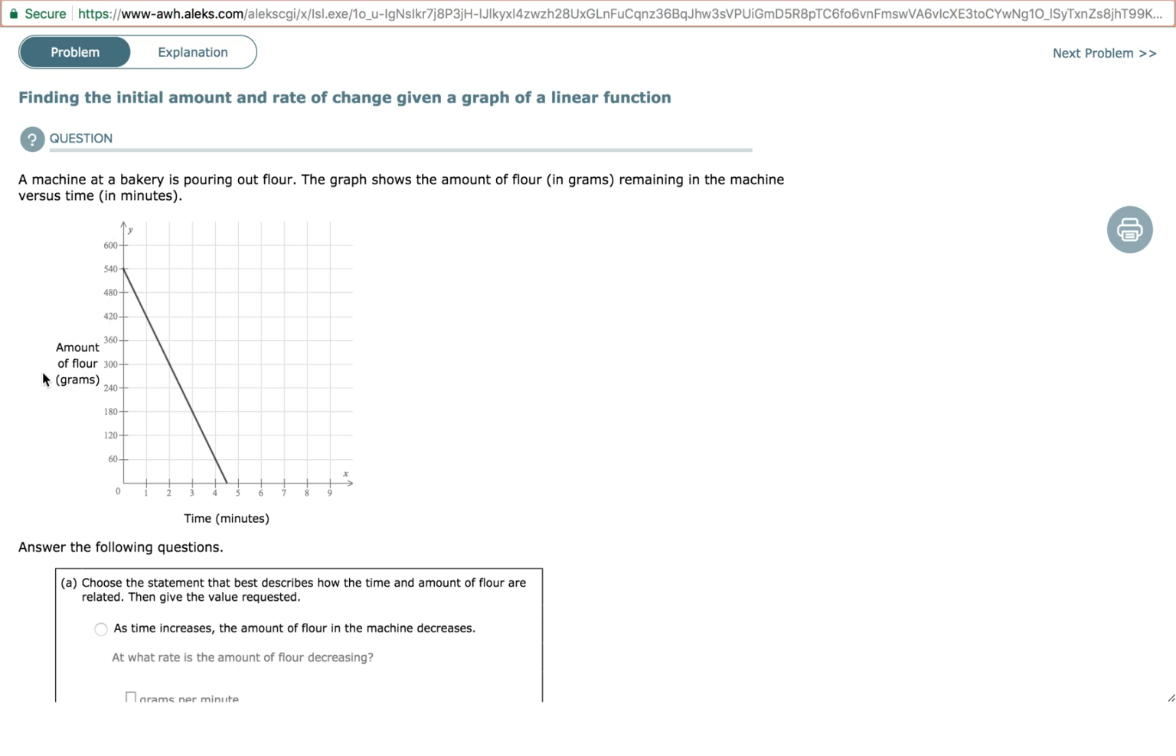So now, how much flour in grams is there initially? To start off, we have a total of 540 grams of flour. And that amount is decreasing over time until finally it gets to 0, nothing left, at 4.5 minutes. Now, what we want to know again is the initial amount, which we already said is 540.